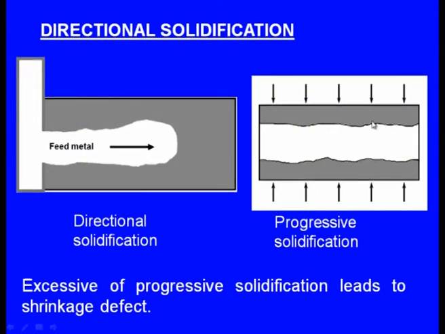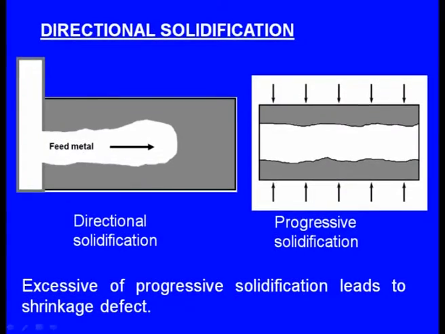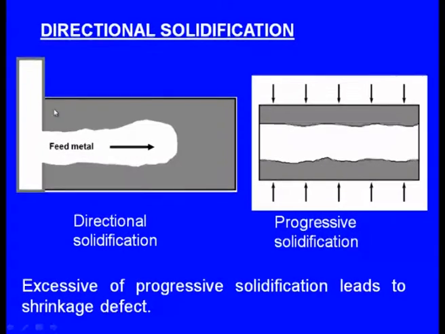Now, let us take the second case. Let us assume the riser is somewhere here, like this. No doubt there will be directional solidification, but here we can see progressive solidification. In the previous case, the solidification was going towards the riser. Now, here the solidification is propagating perpendicular to the direction of the solidification. This is the direction of the solidification. Even though the solidification is going on in this direction, now the solidification is going perpendicular.